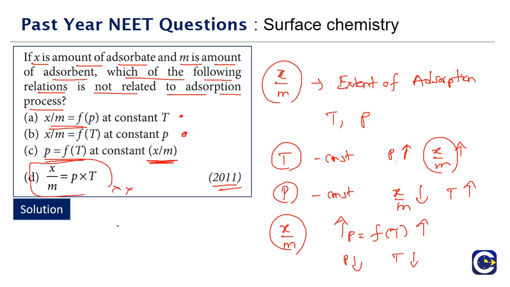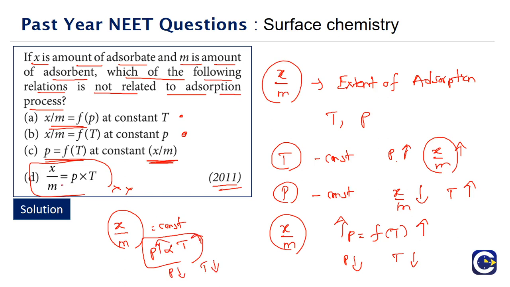Why? Because if we want to maintain the x by m value to be a constant, then that would mean the pressure and temperature would have a proportional relation. So if the pressure is high, then temperature will be high. Pressure is low, the temperature will be low.